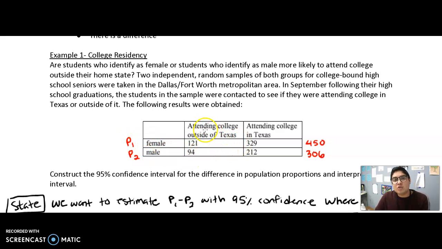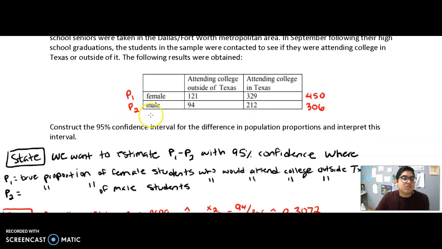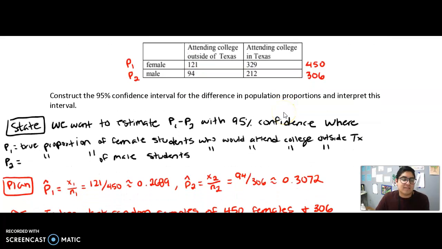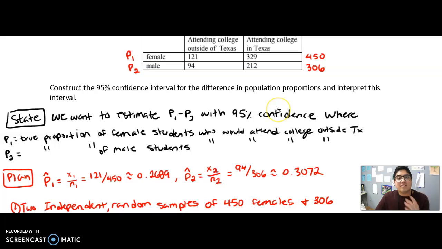And notice this is a two-way table. If I add up the total female group, I get 450 females. And if I add up the total male student group, I get 306 males. So we are asked to construct the 95% confidence interval for the difference in population proportions, as well as interpret it. So let's state the parameter.